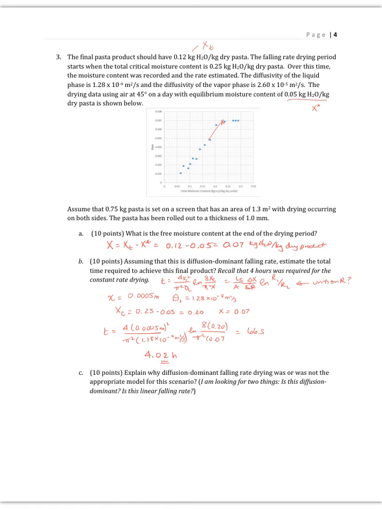The last part here is to explain why the diffusion dominant falling rate drying was or was not the appropriate model. I'm looking for two things: is this diffusion dominant, and is this linear falling rate? If you look at this, it does appear that I can fit a line through that data fairly well, so it appears to be linear. It also appears that starting somewhere in here, maybe as early as 0.25, I have moved into the linear falling rate.